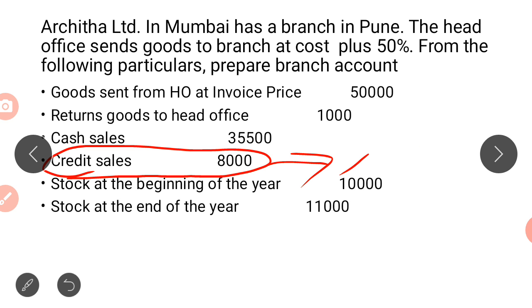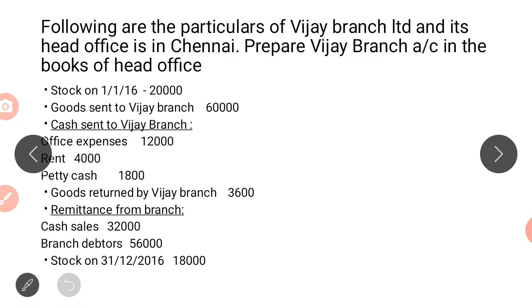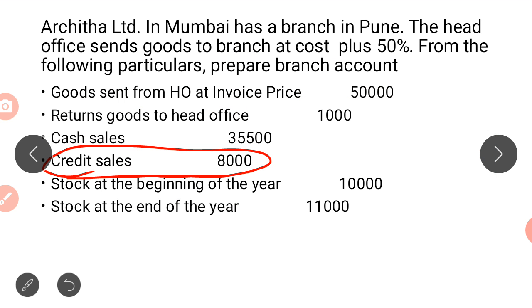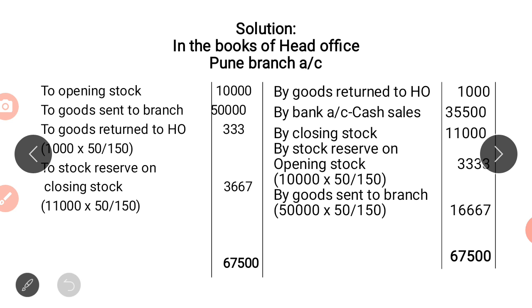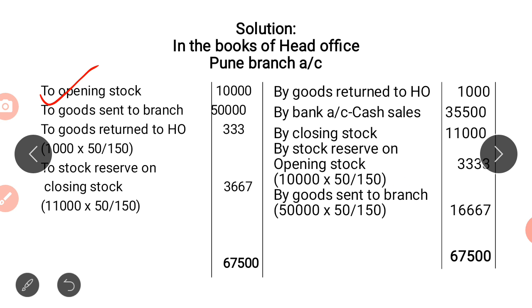Next we have stock at the beginning and stock at the end. Stock at the beginning is the opening stock, stock at the end is the closing stock. Now we will work out the problem. First, we have to write the opening value. So first is opening stock, to opening stock or to balance brought down. Because only stock is given, I directly wrote to opening stock 10,000.